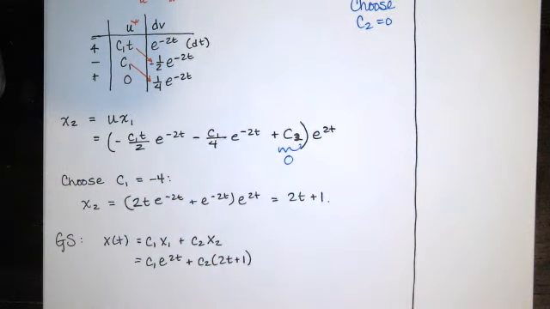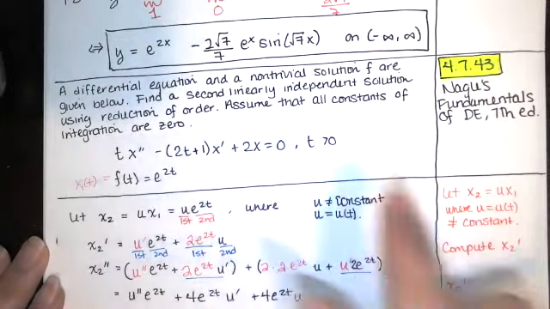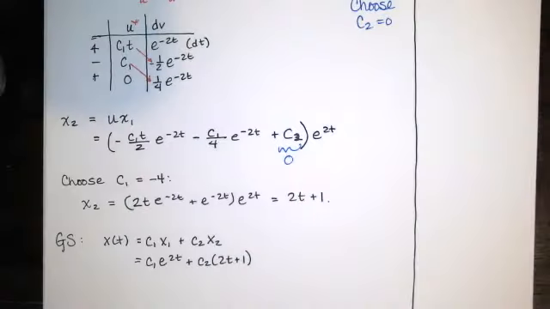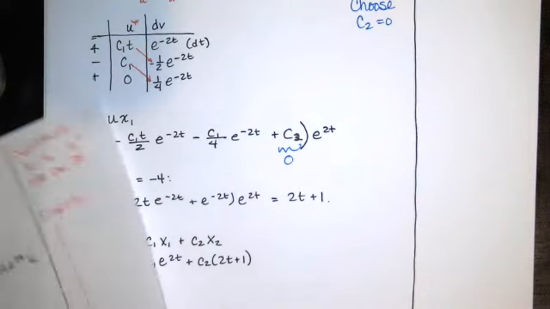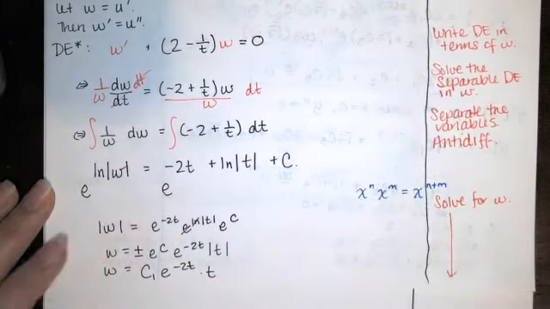Now, the answer that they are expecting you to get comes from what they said at the very beginning. They wanted us to assume that all constants of integration were 0. So when we went through our method, and we were right here, they wanted us to assume that that c equals 0.